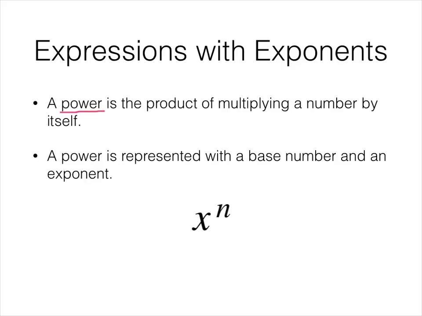A power is the product of multiplying a number by itself. A power is represented with a base number and an exponent. So, this whole thing right here, this is a power. This is your base. And this is your exponent.